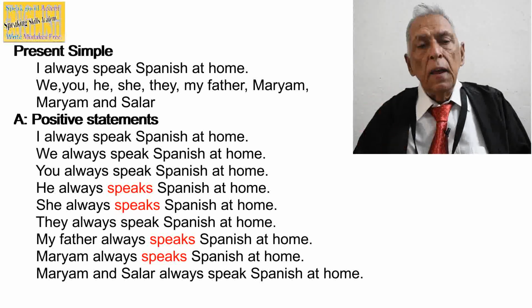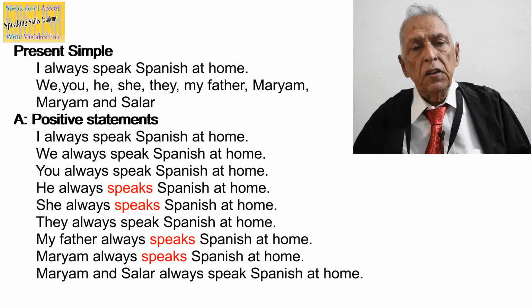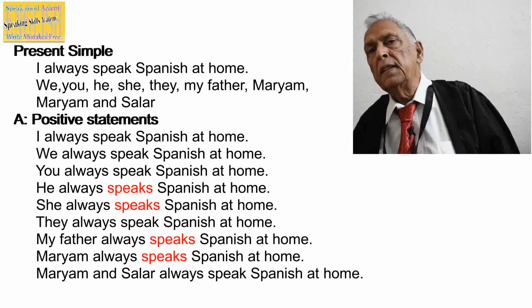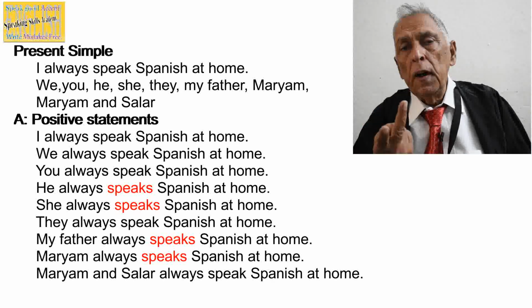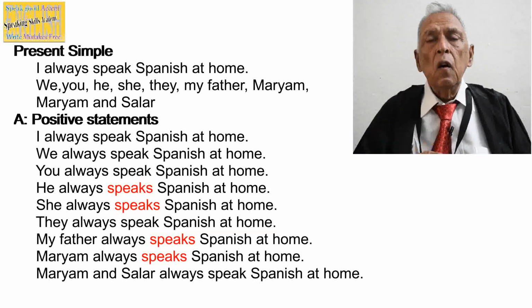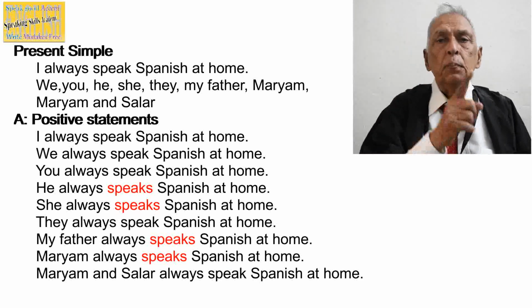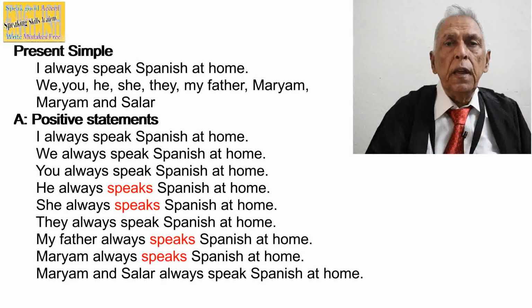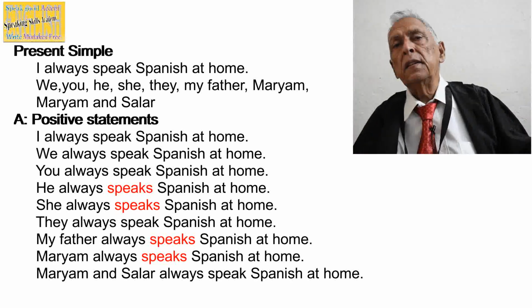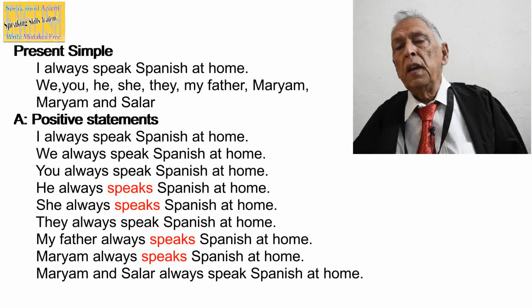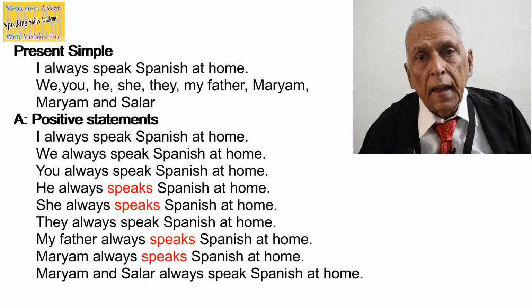We come to names. My father always speaks Spanish at home. Mariam always speaks Spanish at home. But when it comes to two persons, Mariam and Salar always speak Spanish at home. Mariam speaks, Salar speaks, Mariam and Salar speak. I speak, we speak, you speak, he speaks, she speaks, they speak, Mariam speaks, Salar speaks, Mariam and Salar speak.